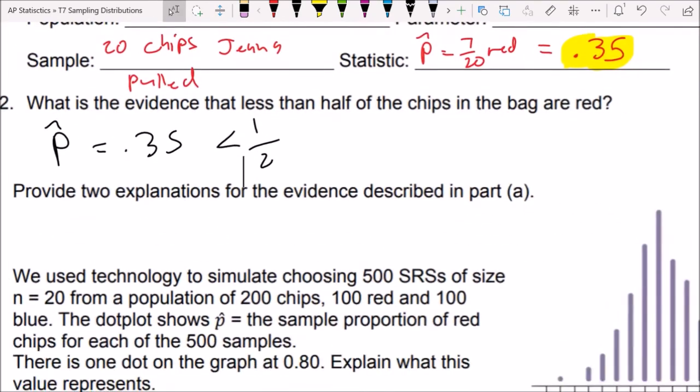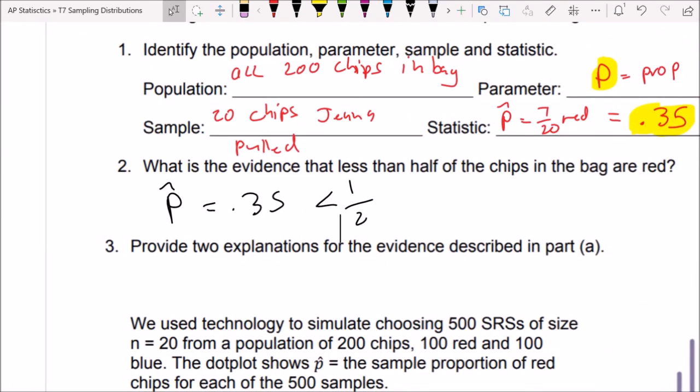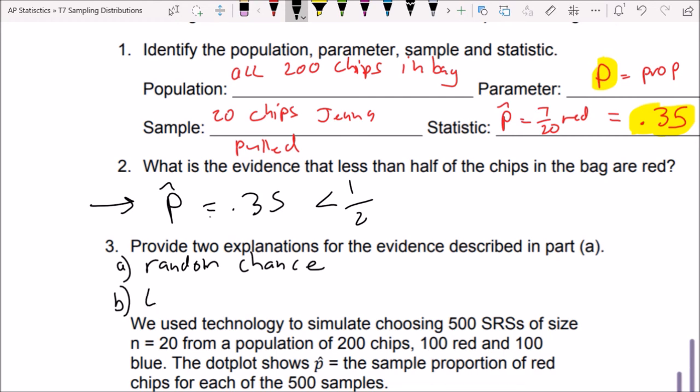And there are 2 things that it might mean. So we're going to try to provide 2 explanations for this evidence. So why are we getting a number that's less than 1/2? Well, the first reason is it could be just random chance. I mean, keep in mind that in this bag, if there are 100 red chips, that means there's also 100 chips which are not red. It would be possible for us to pull out no red chips, if you think about it. So it could just be random chance. We don't know that because we only took one sample. What's another possible explanation? Another explanation could be that less than half the chips are red.